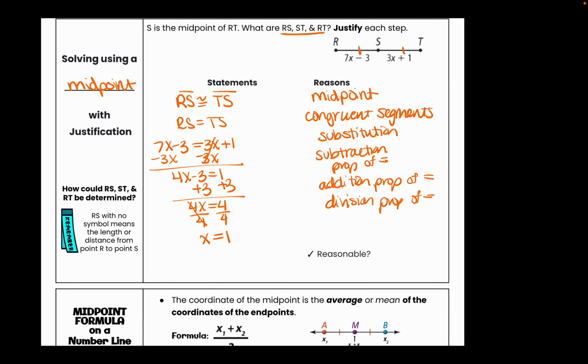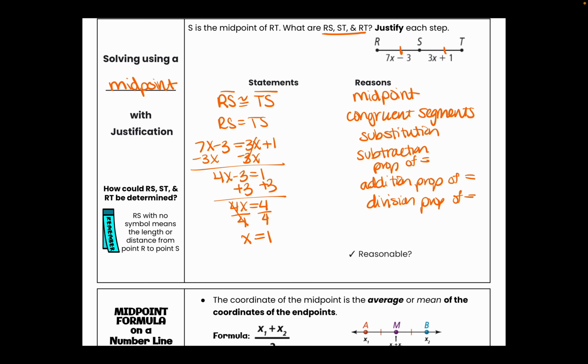Now, our main thing was we want to find RS, ST, and RT. So RS, that's 7 times 1 minus 3. So we get 7 minus 3, which is 4. ST is 3 times 1 plus 1, which is also 4. And RT, well, that's just 4 plus 4, so that's 8. Is that reasonable? Yes. Checks out.